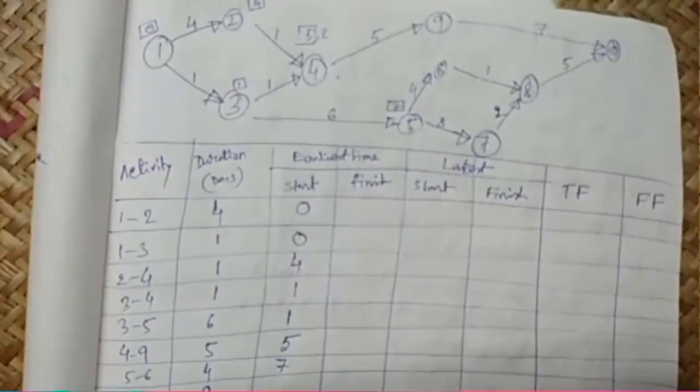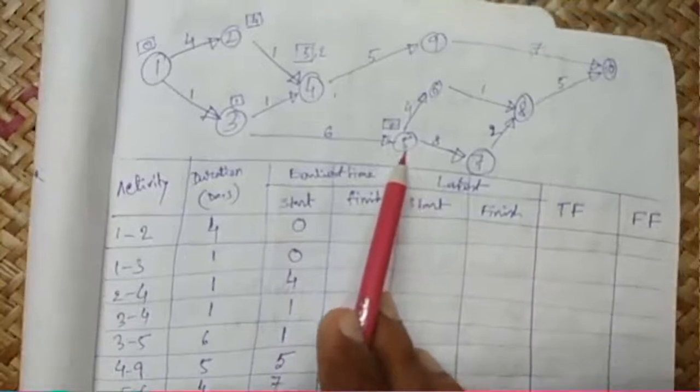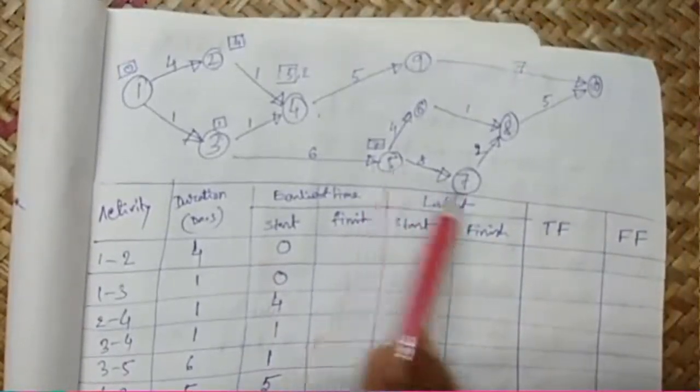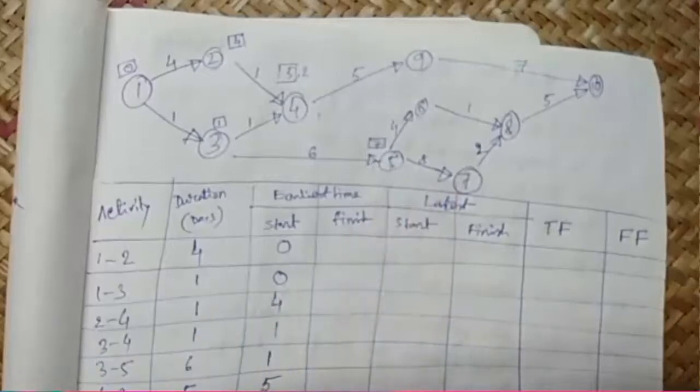Now for 5 7, this is the activity 5 7. These also have the same 7.